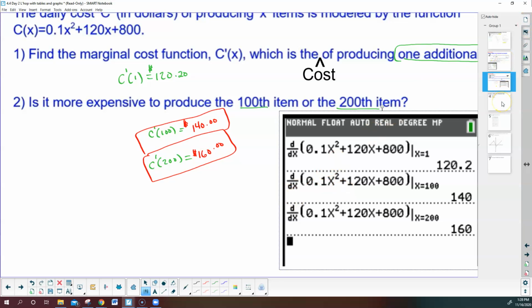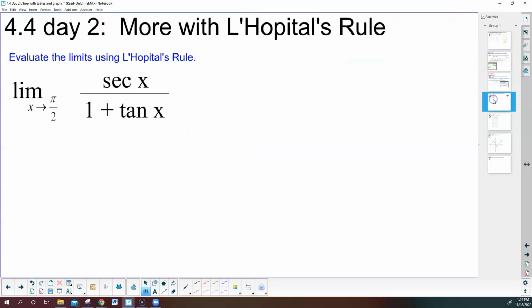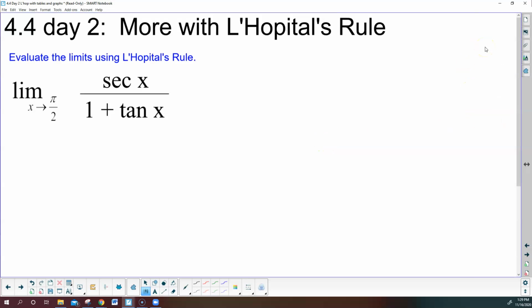All right, so that's part one of today. It's just how to use your calculator. If you need to rewatch these videos, please do. The second part is now L'Hopital's rule. And we're going to go through a couple of problems here just really quick. If you want to pause the videos and try them, please do so. If not, pay attention here as we go along and take notes.